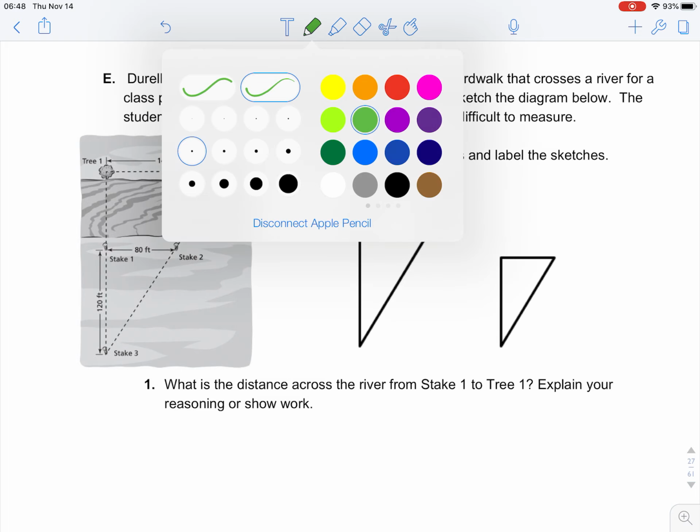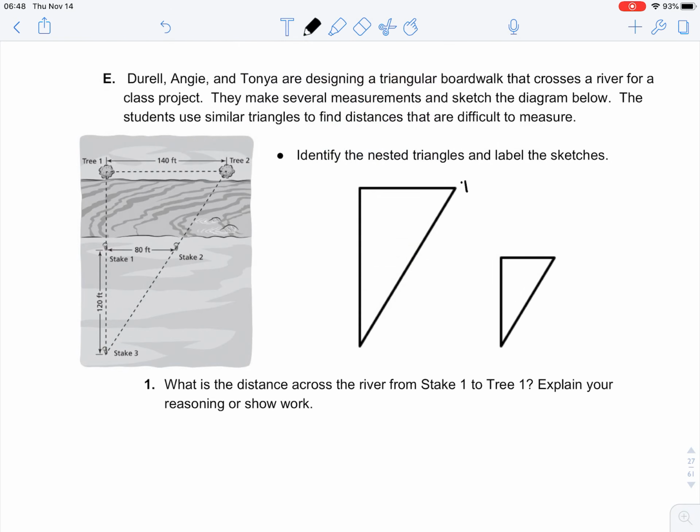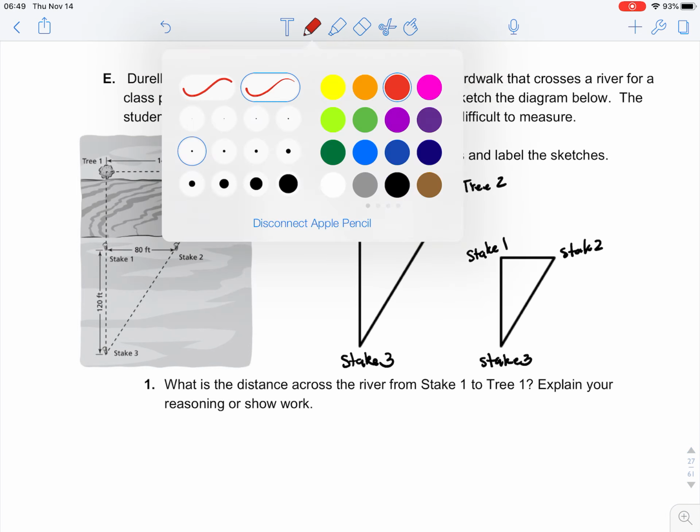Okay, so this one is going to be, I'm going to label these all in the same color. This is tree 2, that's over here. This is tree 1, that's over here. This one is stake 3. Okay, now this one is also stake 3. And this one is stake 1. Stake 1, and this one is stake 2.